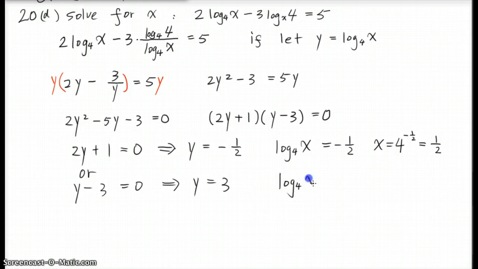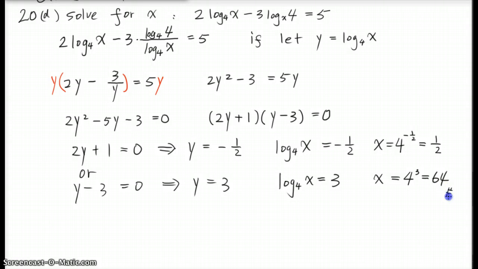And then we also let log 4x equals 3. And then you can tell x should equal 4 to the power of 3, right? So how much is, so it's 60, sorry, so it's 64.